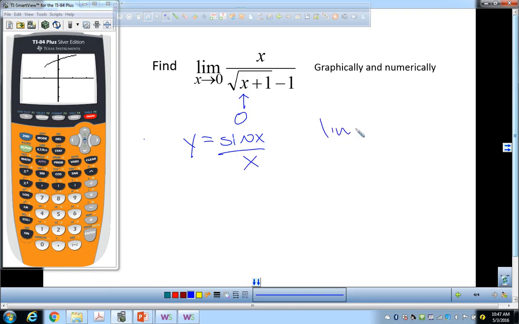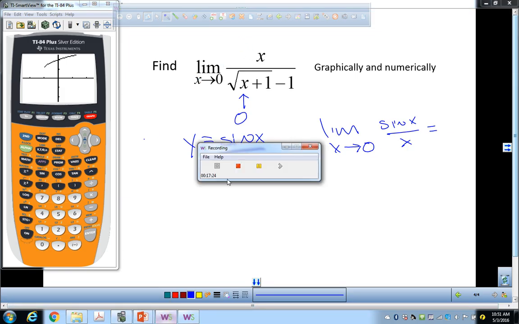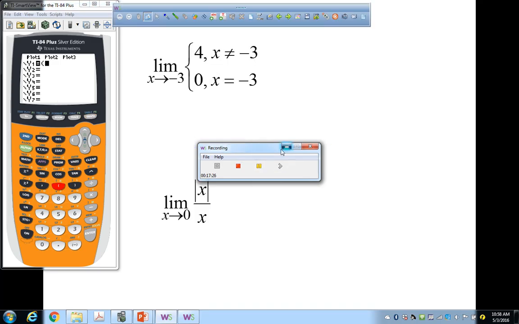Limit as x approaches 0 of sine of x over x. This is one that you learn in calculus. You want to check it out? See what value it approaches. You guys try it. Go ahead, give it a shot.